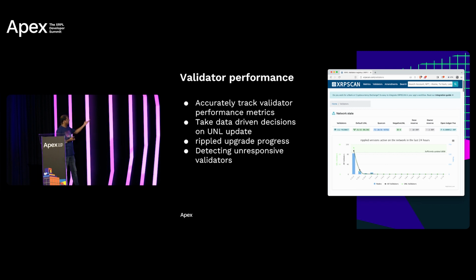And detecting unresponsive validators. For example, if you see the validator page, you can see the validators who have not been responding in the last 2 hours. They are shown in a yellow bar. So these are things that can be derived from the validations.